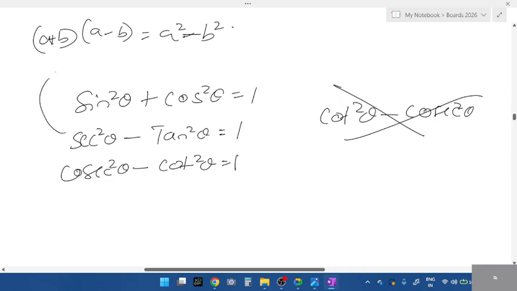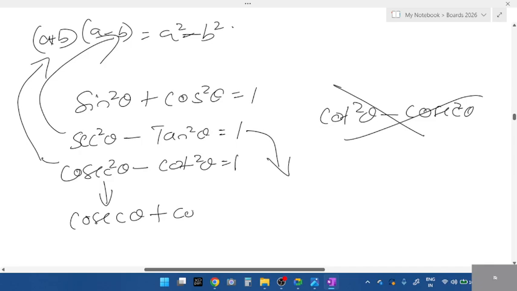Only for these two, you can directly apply the a square minus b square concept. They look like a square minus b square. So if you take sec square theta minus tan square theta, or let me take cosec square theta, a square minus b square, you can write it as cosec theta plus cot theta into cosec theta minus cot theta.